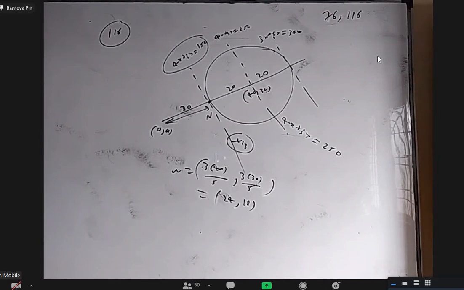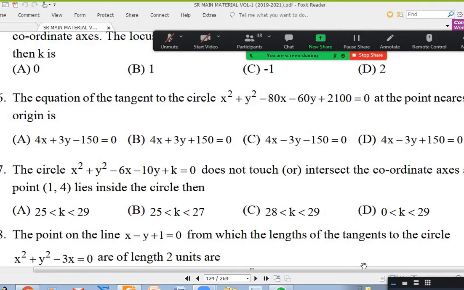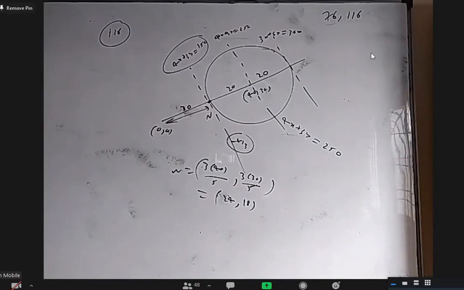Sir, the previous question was given ID 115. Okay. Okay, I'll explain that question. There is a small thing that you have to take care of in that question.